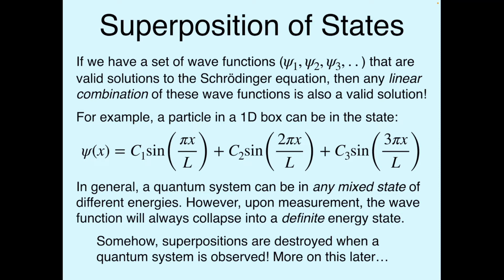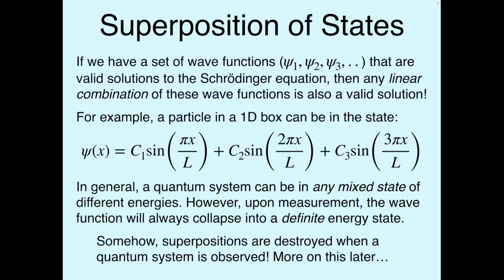So for example, let's say that we have a particle in a 1D box. We can have the state psi of x, which is equal to c1, that's just some kind of constant, times sine of pi x over L, plus c2 times sine of 2 pi x over L, plus c3 times sine of 3 pi x over L. And that's just one example. There are a lot of others you could come up with.